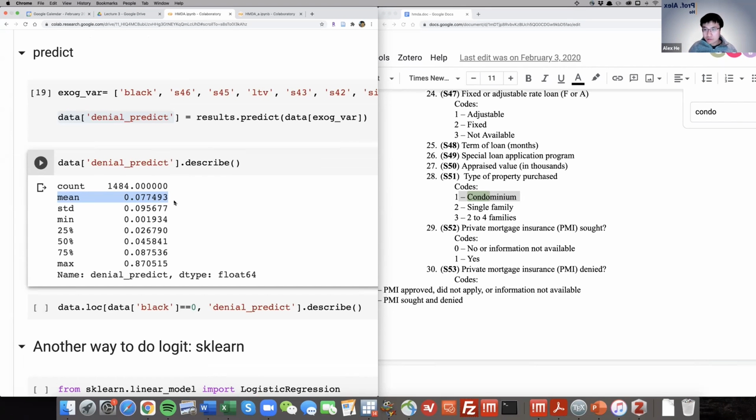But it is not 0 or 1 now. The actual denial only takes two values, 0 and 1. But now it's going to be something between 0 and 1. It will never be 0 or 1, because it's kind of like a CDF, and only when it goes to negative infinity or positive infinity will it be equal to 0 or 1. So the minimum is very close to 0, but not 0, and the maximum is like 87%.